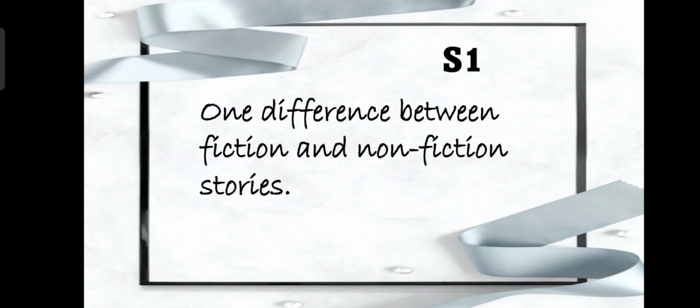Now I'm going to start your S1. You have already completed all four parts. First was elements of a fiction story. One, match the element of a story to the details of The Tale of Peter Rabbit. Second, use the elements of the story to write a summary. And the third one was to give one difference between fiction and non-fiction.